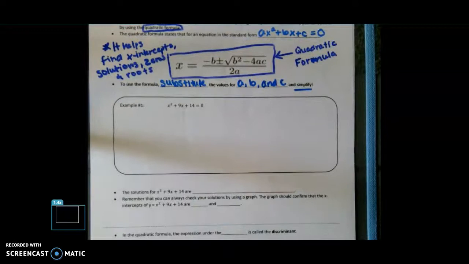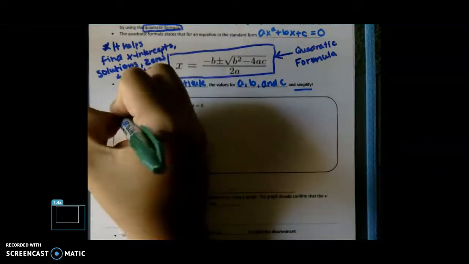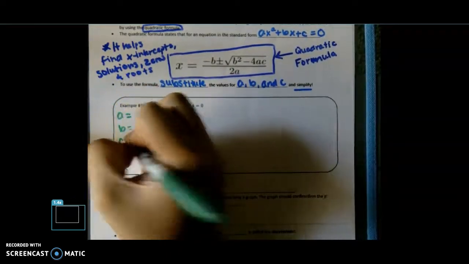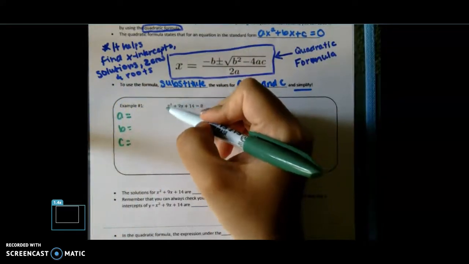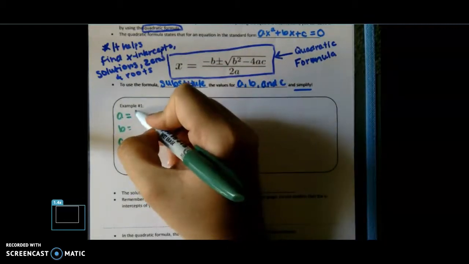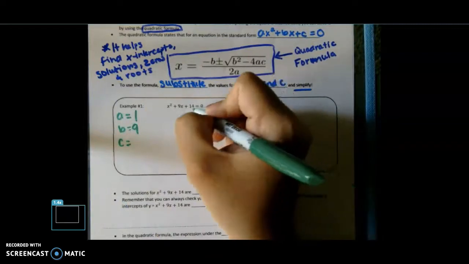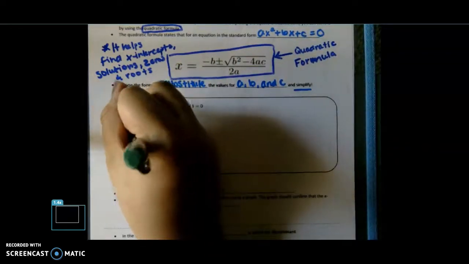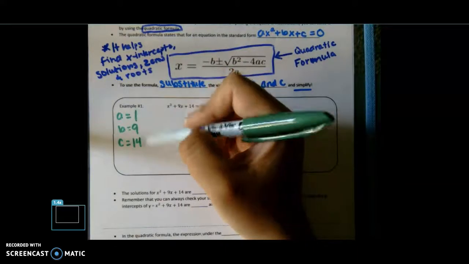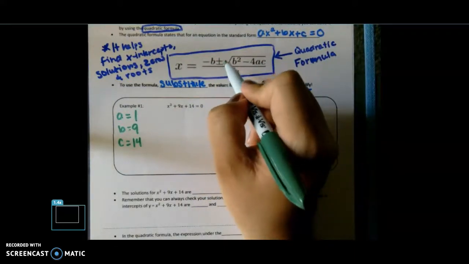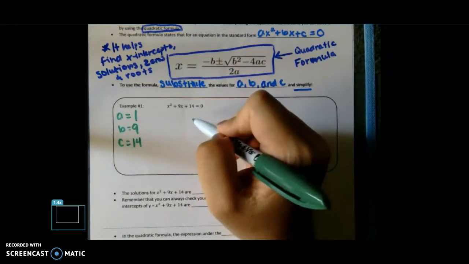So in this first example, I'm going to use a different color so you can see it. First thing we have to do, step one, is name the coefficients, A, B, and C. My A coefficient here, remember there's an invisible 1 right there, so that's a 1. B coefficient is 9. C coefficient is 14. Okay, so we know our coefficients. Now we have to follow this formula, and I'm going to write my work here, guys, okay?